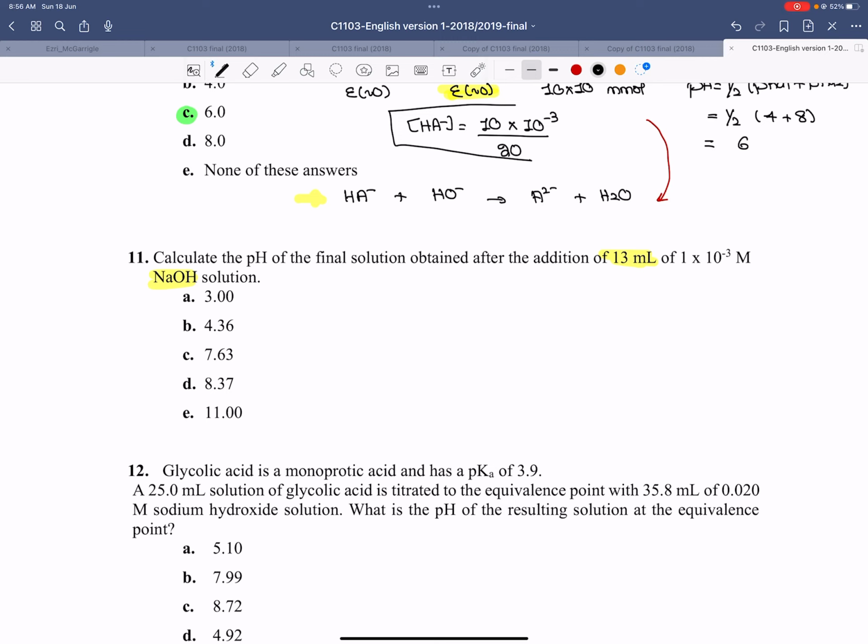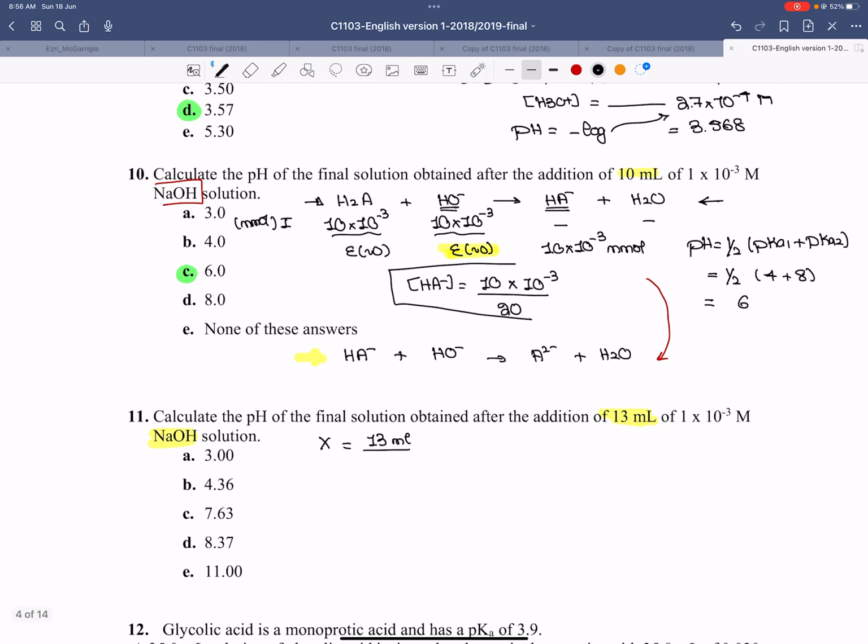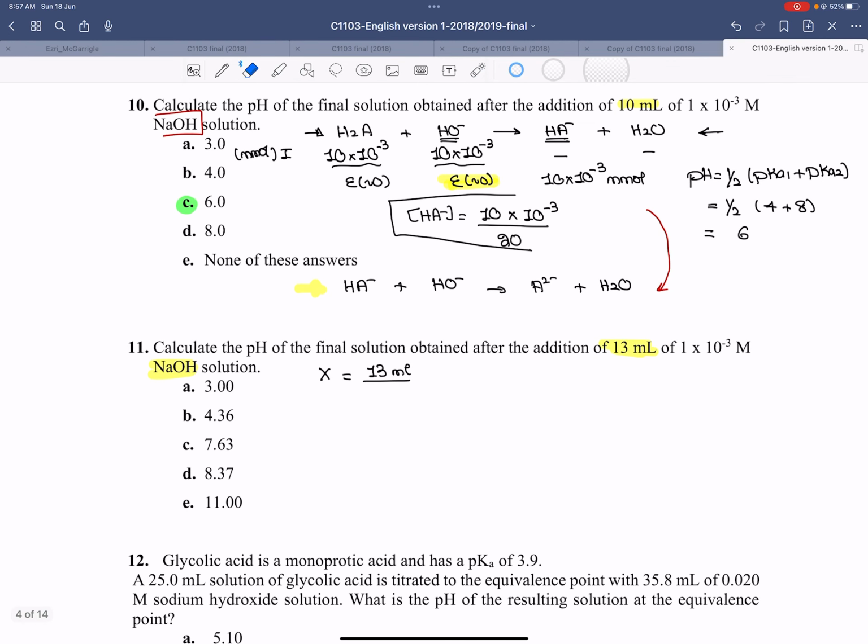But in this case, what I can say is I can define X by the volume added, which is 13 milliliters, divided by the volume for the first equivalence point. The first equivalence point, since both of them have the same concentration, then to neutralize 10 ml of H2A, I'm going to need 10 ml of HO minus. So that's the first equivalence point. So it's 13 divided by 10, which is 1.3.